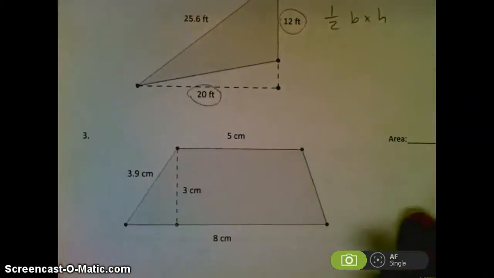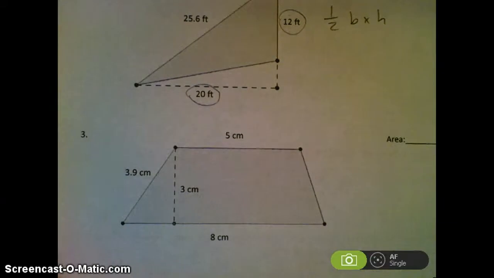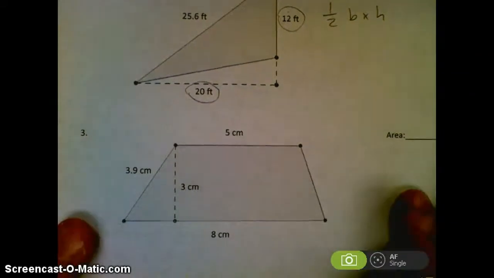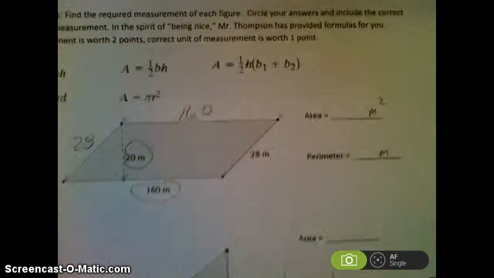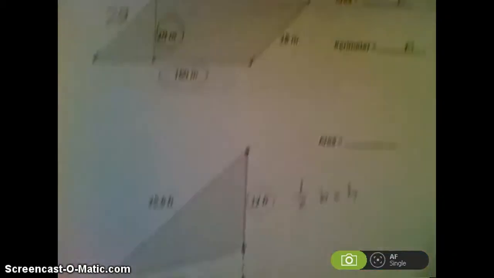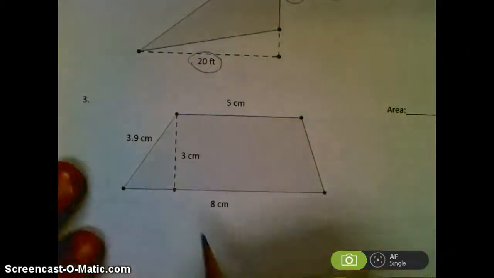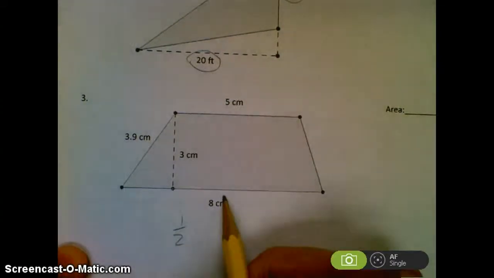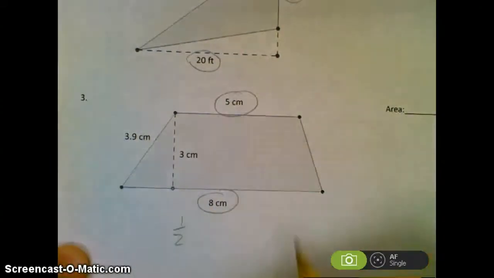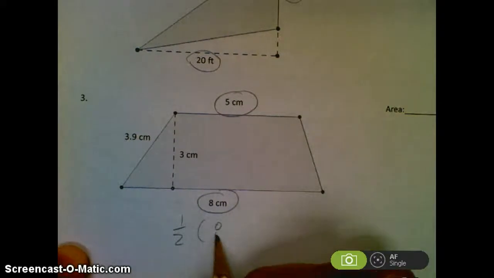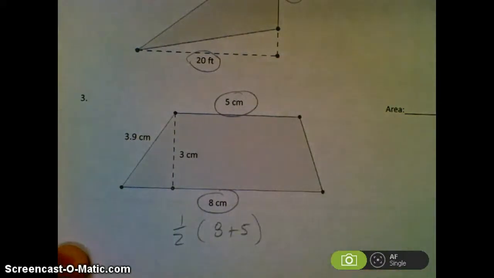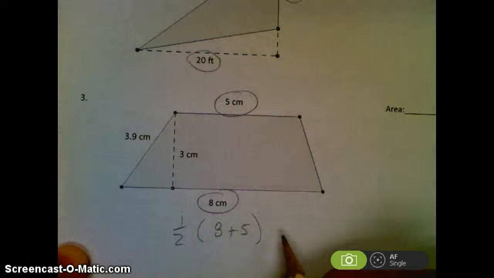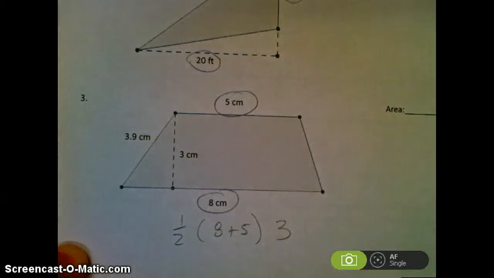Now here's a trapezoid. I know the trapezoid formula is hard to remember, so I gave it to you. If you didn't remember what it was, it's the one that looks difficult. So this is one way to do it: you take 1/2 of the base plus the other base, so 8 plus 5, and then you multiply that by the height. So the base plus the base, 13 times 3, half of that, you get your answer.